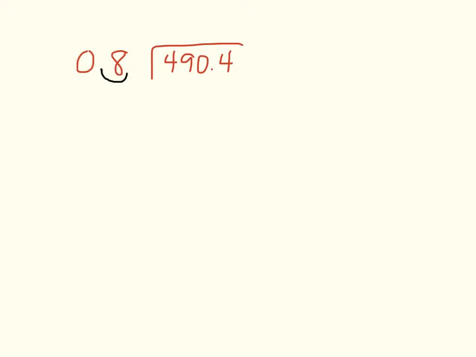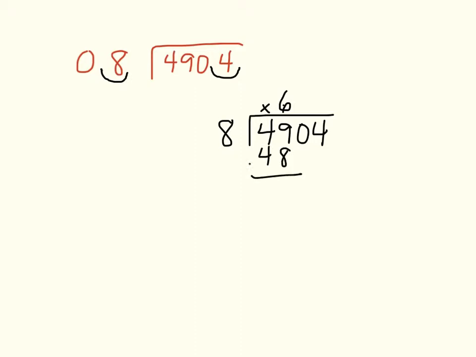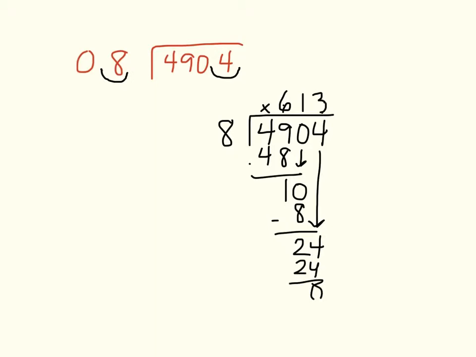I'm going to move the decimal point over 1 here, which means I move it over 1 here. So I have 8 goes into 4904. 8 doesn't go into 4, but it goes into 49 6 times. 6 times 8 is 48. I subtract and I get 1. I bring down my 0. 8 goes into 10 one time. 1 times 8 is 8. I subtract, I get 2. I bring down my 4. 8 goes into 24 3 times with no remainder.